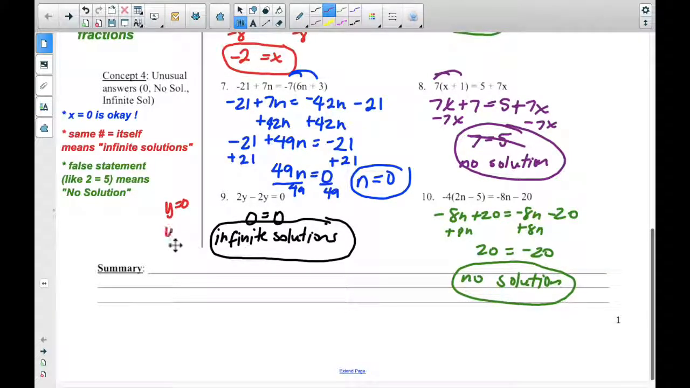That works. What if we plugged in 3? We'd get 6 minus 6 equals 0. That also works. What if we plugged in a negative 7? We'd get negative 14 minus negative 14, or negative 14 plus 14, is equal to 0. Any number that I picked to plug in would work. Those are all the infinite solutions we're talking about, all those bunches and bunches of numbers that would all work in that situation.